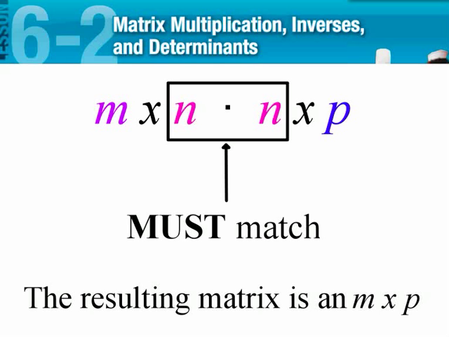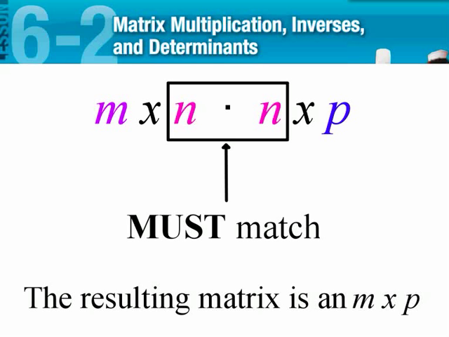And if you notice, when you check both dimensions, in order for you to be able to multiply two matrices together, those middle dimensions have to match. If they don't match, you can't do it and you're done. Okay? The resulting matrix will be an m by p, if you notice here, because that's the ones that are left over. Okay? It's like the n's cross out.